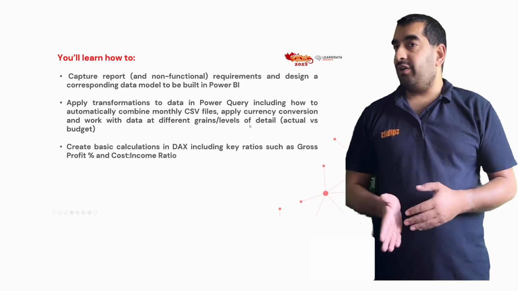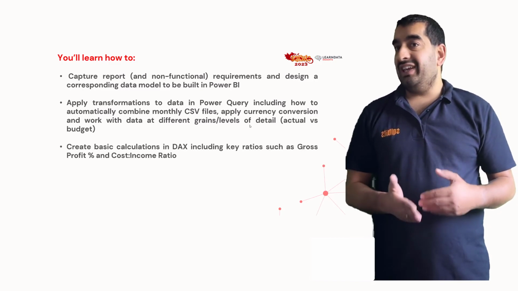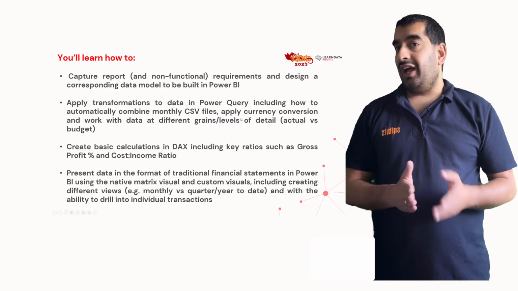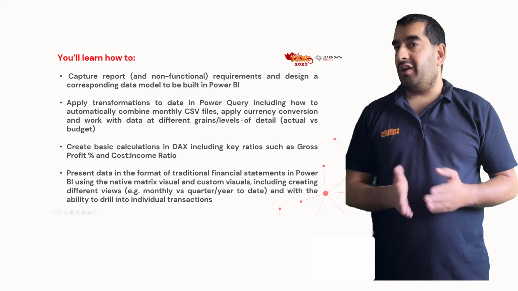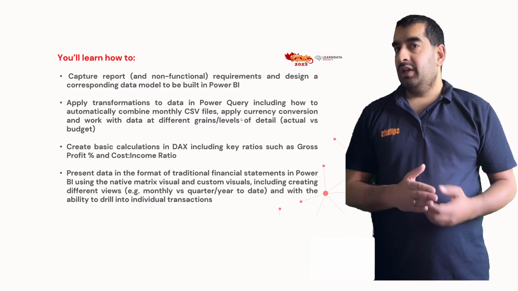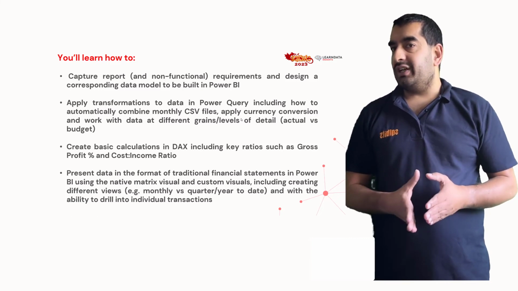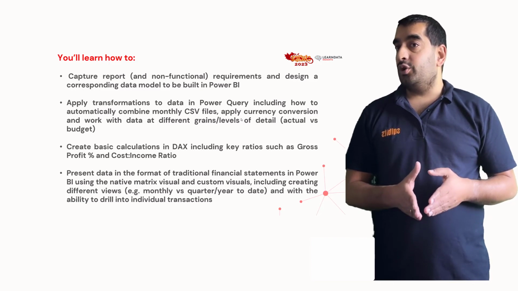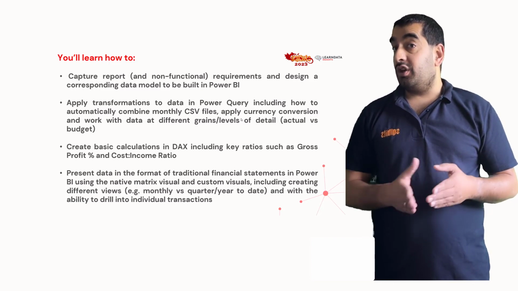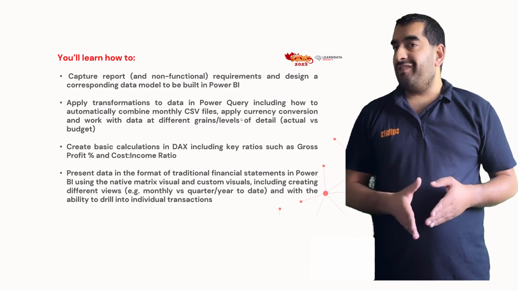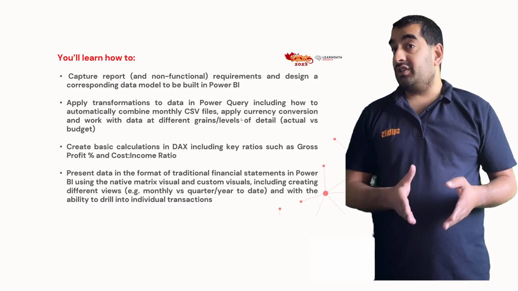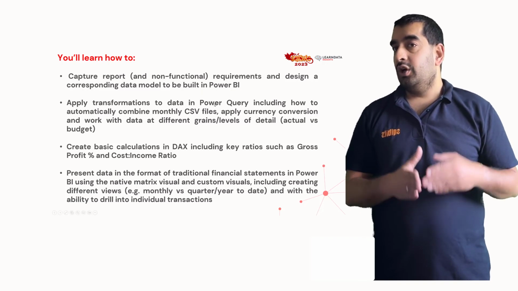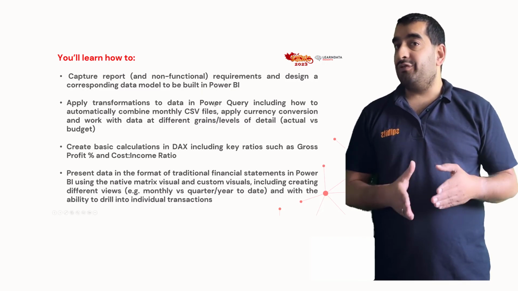We'll create our calculations in DAX using key ratios such as gross profit percentage and cost income ratio, and dynamically switch between showing currency and percentage measures. The key to any report is always context, allowing a user to quickly evaluate whether performance is good or bad compared to, say, budget or last year. So we'll perform variance analysis using waterfall charts, KPI cards and custom visuals such as Zebra BI visuals, which give you some of that context out of the box.